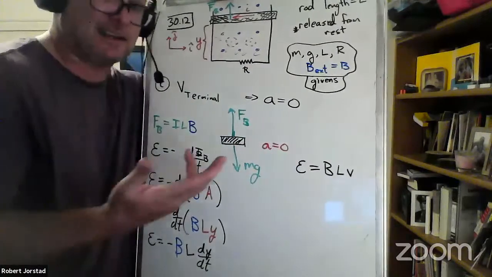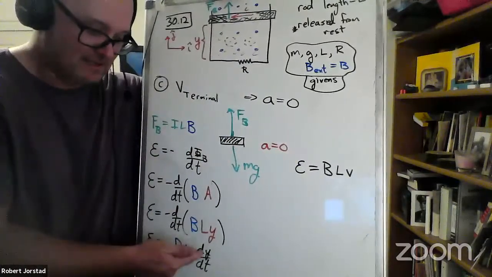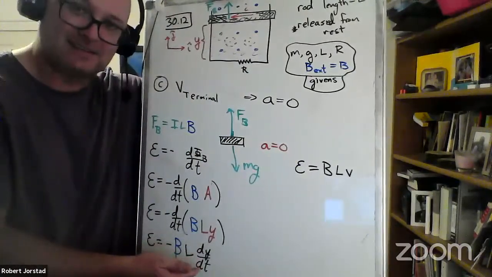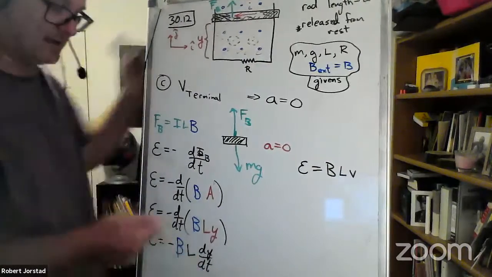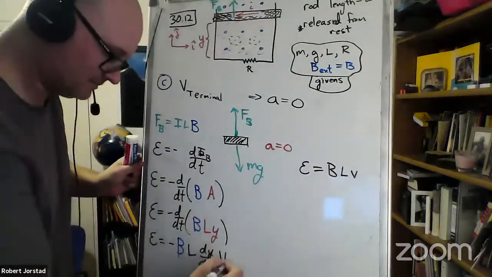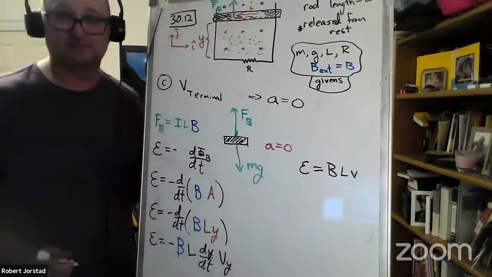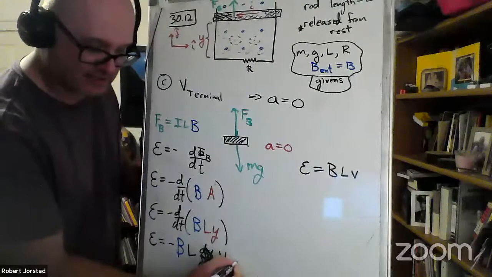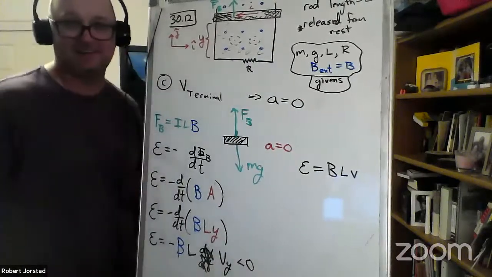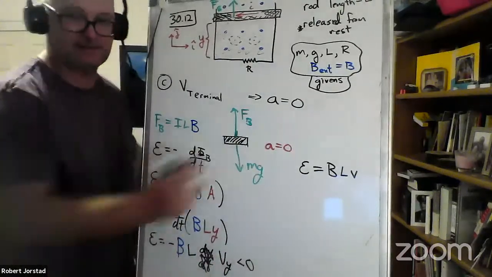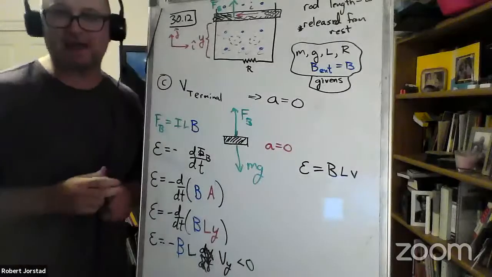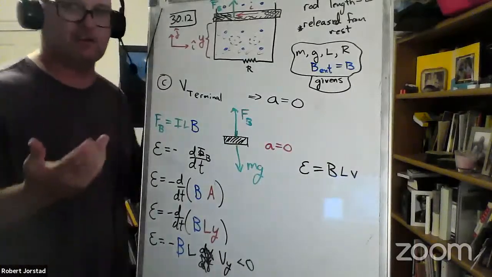Now you could get technical here and use this, right? dy dt, isn't that velocity in the y direction? Yeah, exactly. And so wait a minute, isn't velocity in the y direction a negative number? Ding, ding, ding. There we go. See what I'm saying? And so this gives you the magnitude there.